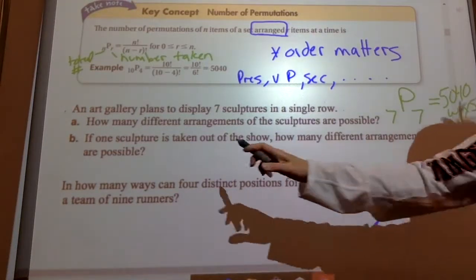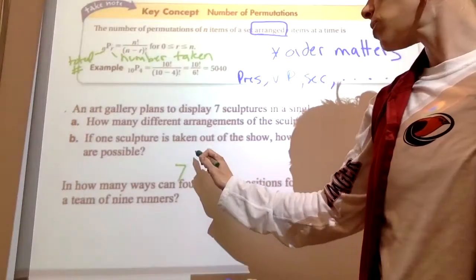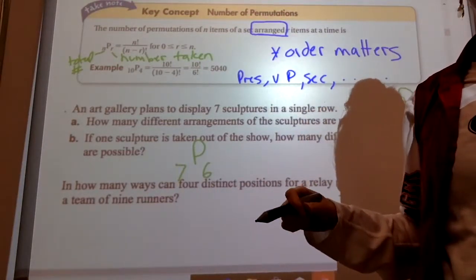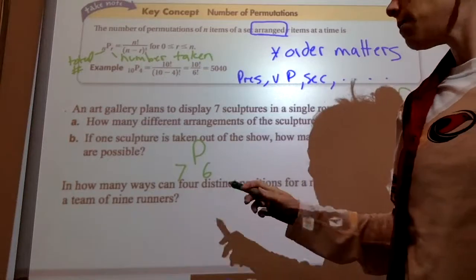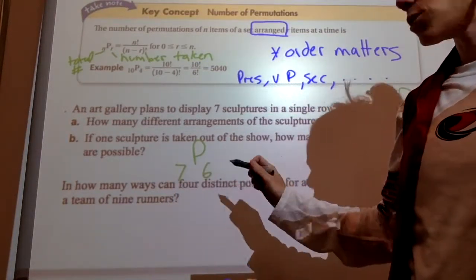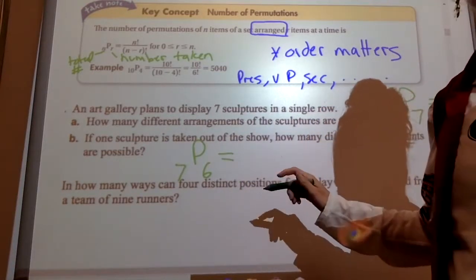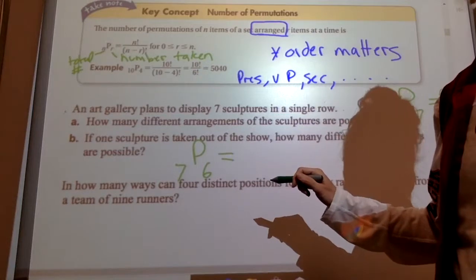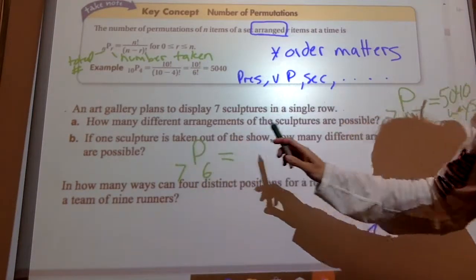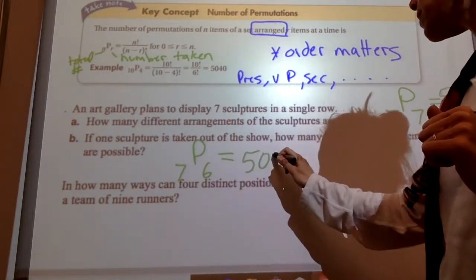If one sculpture is taken out of the show, so now I have 7 sculptures, and now I'm picking 6 of the 7 because one's coming out. So how many ways do I pick 6 of the 7 sculptures to arrange? So you should notice the number gets bigger or smaller? It stays the same, because that one taken out is the one that would be the combination in here. So 5,040 ways.